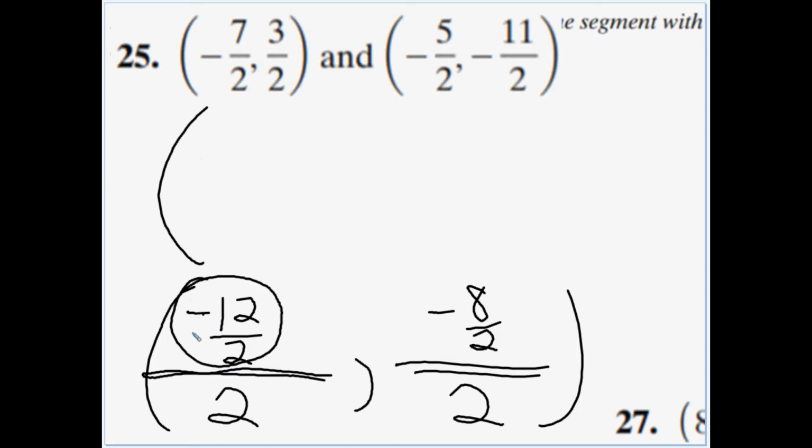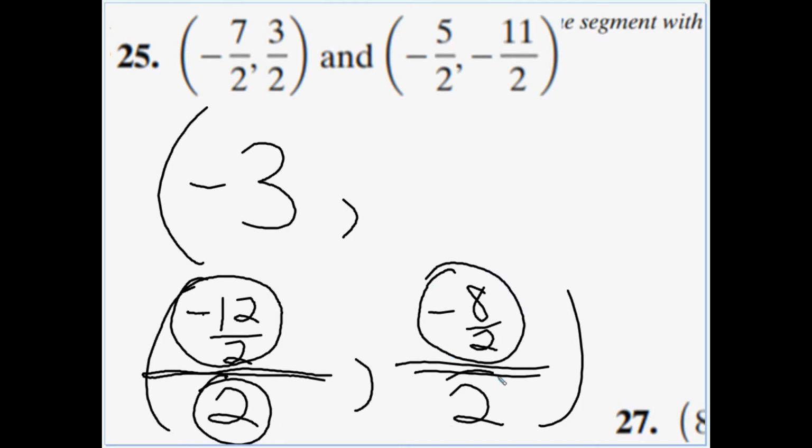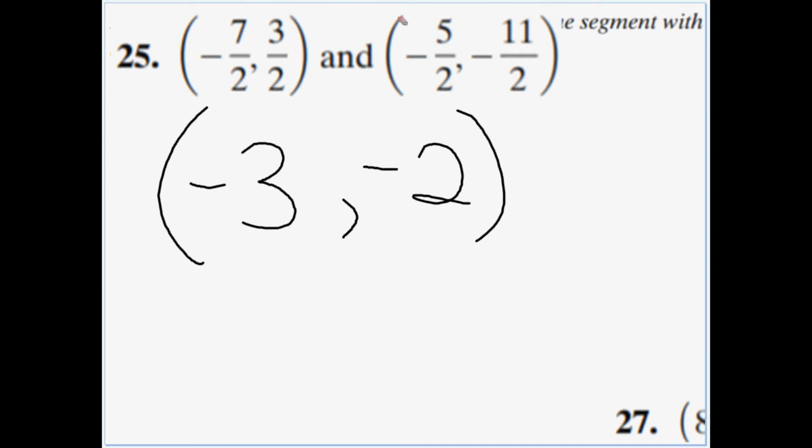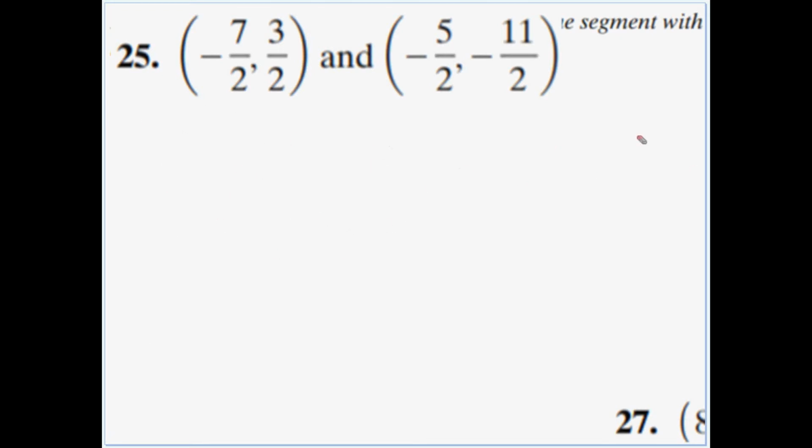So this, divide that, you get a -6. -6 over 2 is -3. Divide this, you get a -4. Half of -4 is -2. So the endpoints are all nasty fractions here, but the midpoint lands right on a nice sweet spot, right where the graph paper grid intersects.